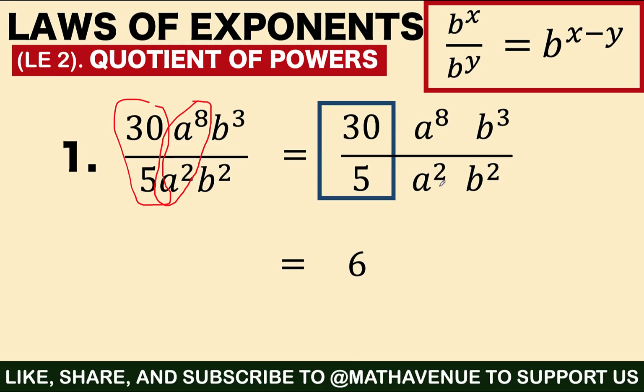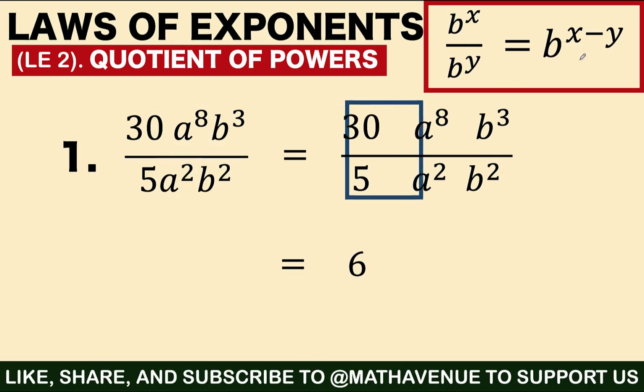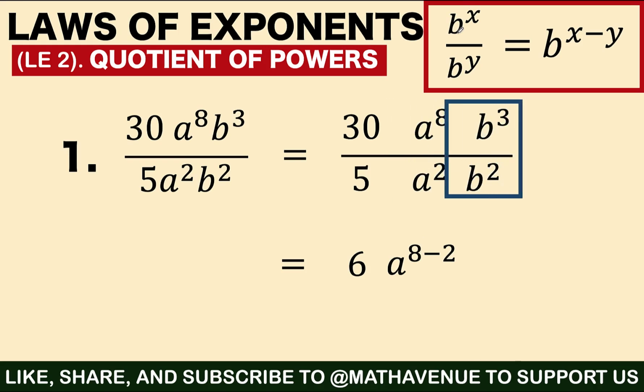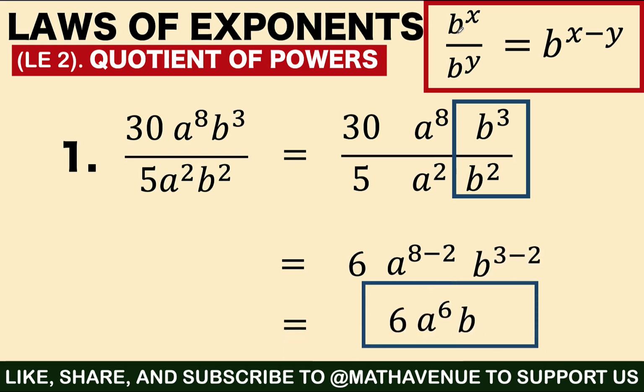A to the 8 divided by a squared, we are now going to apply this law of exponent number 2. So that becomes a to the 8 minus 2. When the bases are the same, we copy the common base and we subtract the exponent 8 minus 2. That happens when we divide exponential numbers. And the third one would be b cubed divided by b squared becomes b raised to 3 minus 2. Then simplifying, this becomes 6 a to the 6th b to the 1st. When the exponent is 1, you don't have to write that anymore. It's already understood that the exponent here is 1.